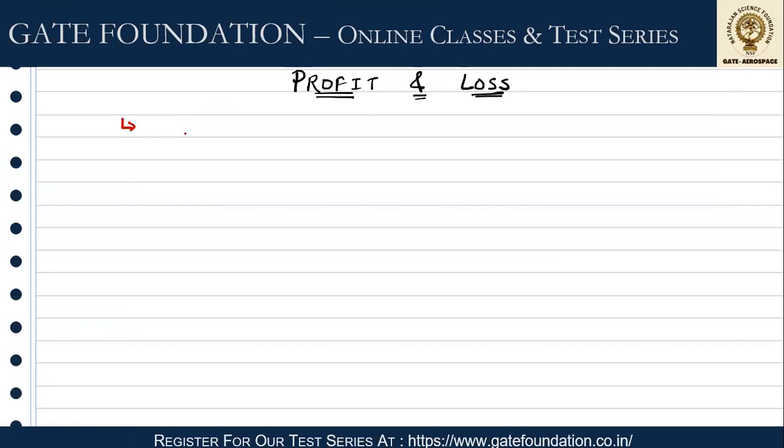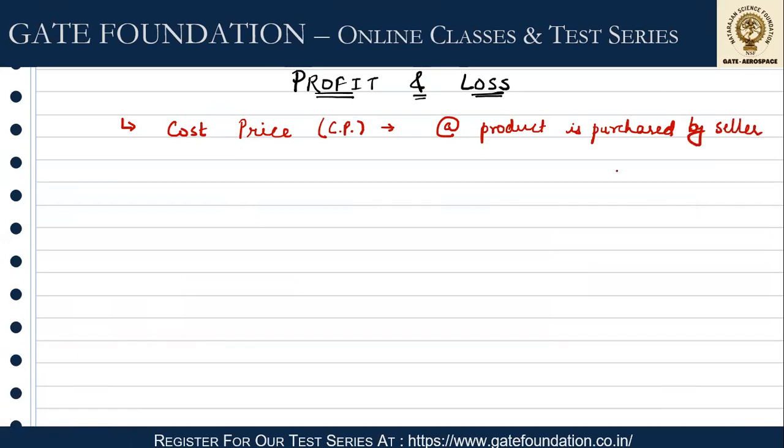First of all, you all know about cost price, which is popularly known as CP. CP is the price at which the product is purchased. ठीक है, this is for seller, by seller. तो seller कितने में खरीद रहा है उसको cost price बोलते हैं.